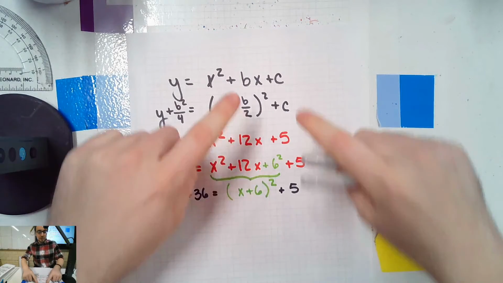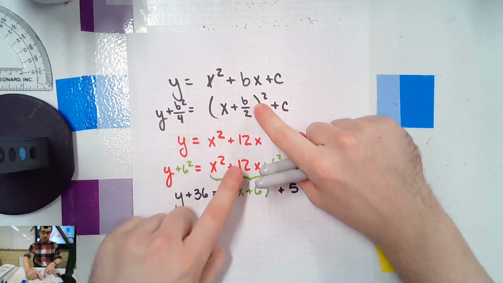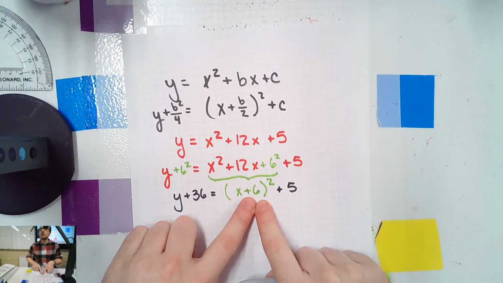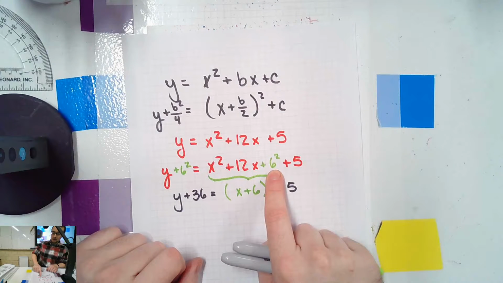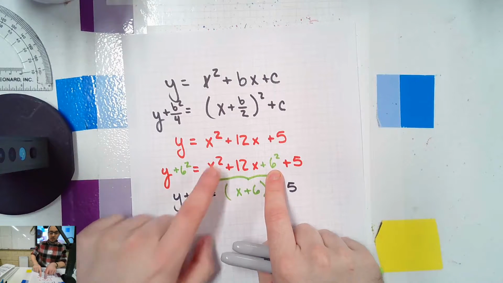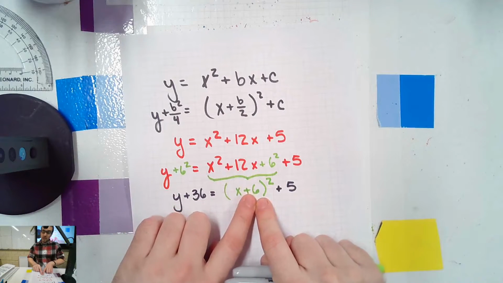But do you see the connection here? We cut this in half, and that's what goes there. We cut this in half, and that's what goes there. You cool with that? Now, what do we add to both sides? We added b squared cut in half, right? That's what we did. We cut it in half and squared it. That's where this came from.